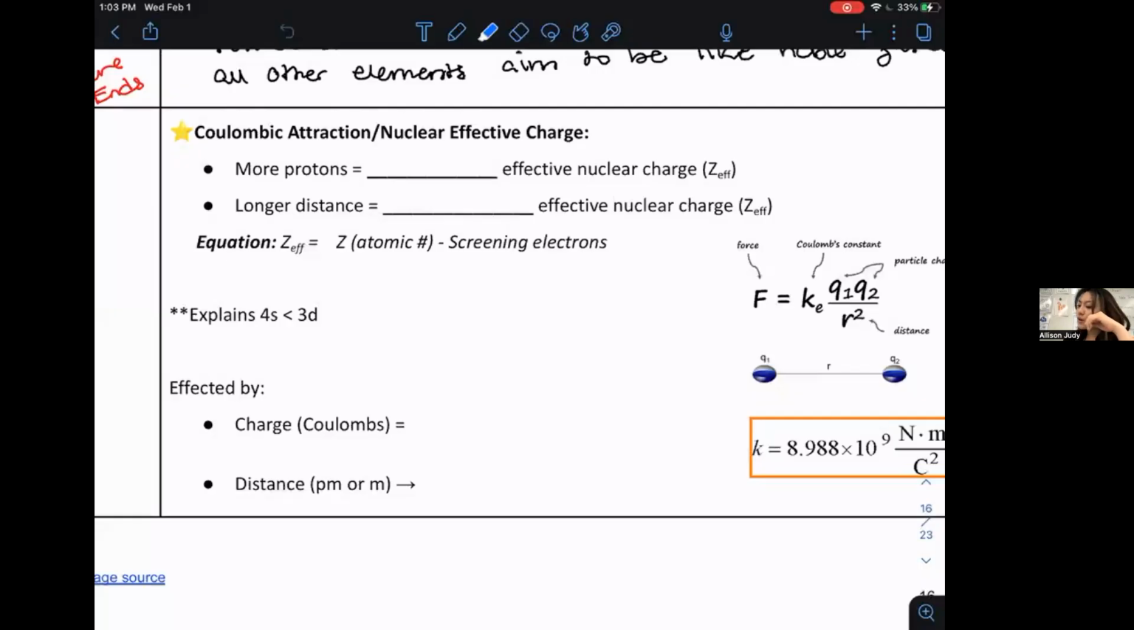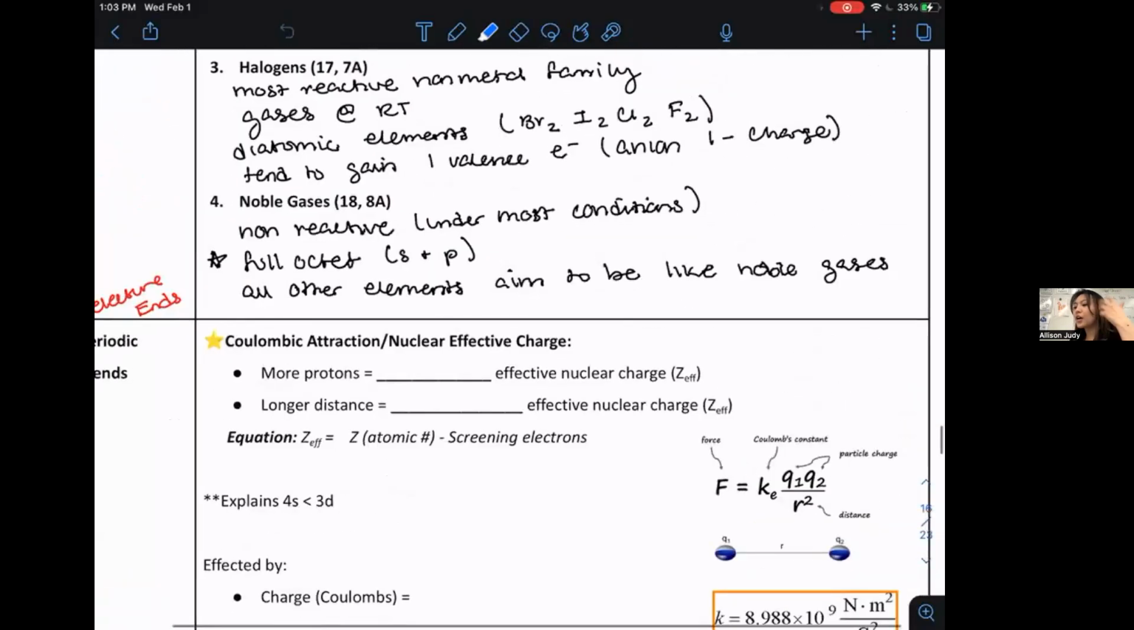All right, so we've just kind of gone over periodic categories. Now let's go over periodic trends. But before we do that, I need to introduce a concept known as Coulombic attraction or nuclear effective charge. Coulombic attraction is a terminology that we can go across disciplines. Nuclear effective charge is specifically from the chemical perspective of the application of Coulombic attraction.